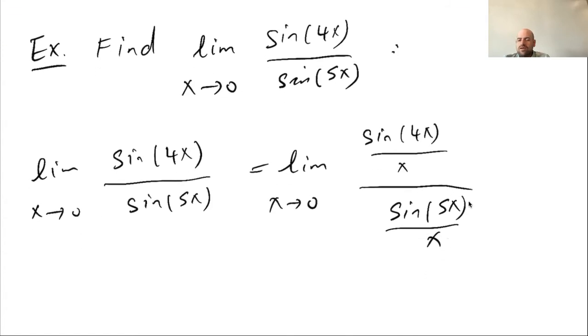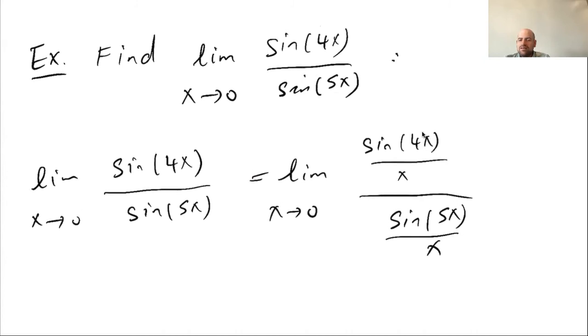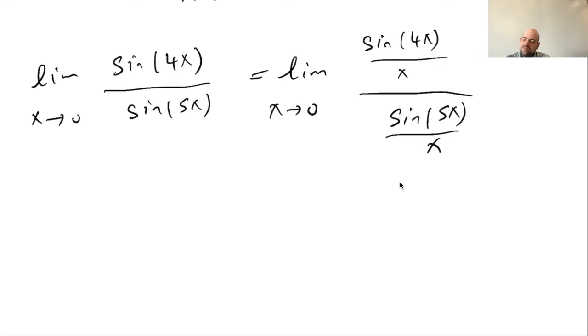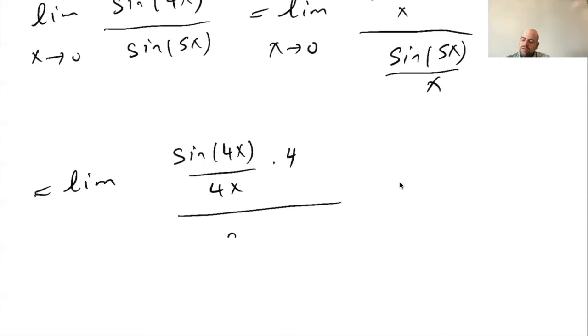But here I have 4x, so if I want to use the limit sine t over t is 1, this angle here must match with this one. So this is 4x, but this is x. But again, I can solve this issue. I just need to divide and multiply by 4. So I can write this as limit sine 4x over 4x times 4, divided by sine 5x over 5x multiplied by 5, right? So I divide and multiply the numerator by 4, and the denominator also by 5.